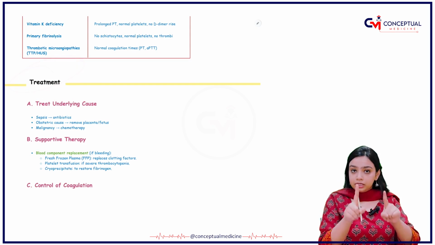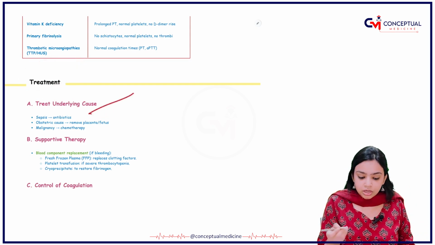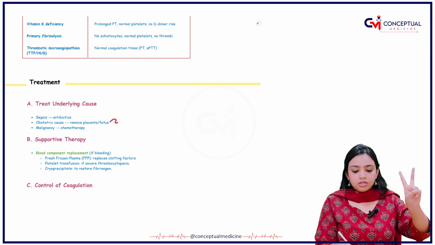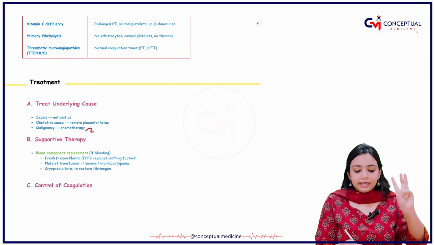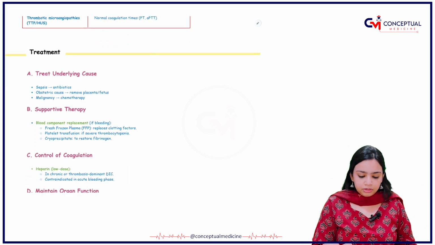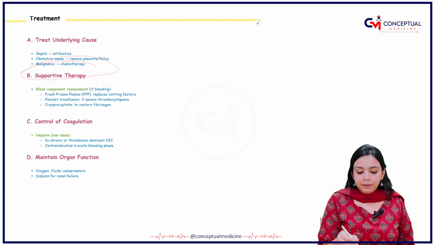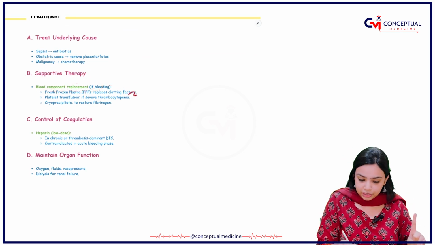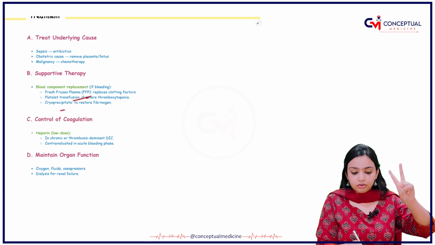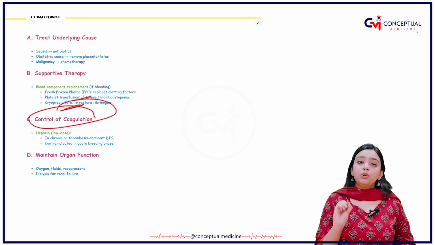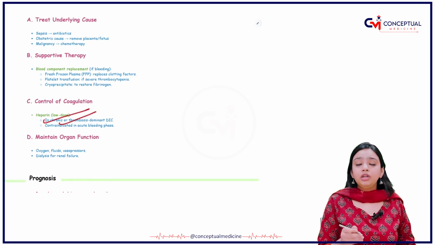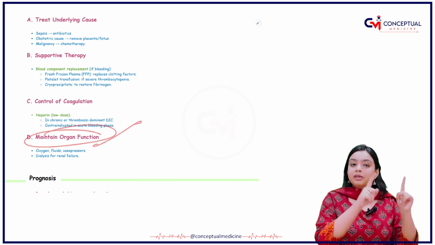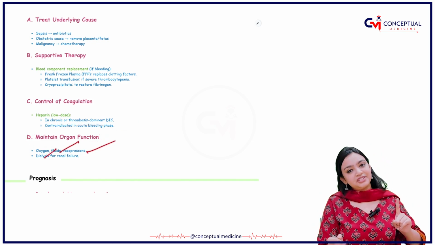What is the treatment? First thing first, you need to treat the underlying cause. If there is sepsis, you have to give the person antibiotics. For the obstetric cause, remove the placenta and the fetus. For malignancy, you have to start the patient on chemotherapy. Next is supportive therapy. Blood component replacement: if there is bleeding, give fresh frozen plasma, then platelet transfusion, then cryoprecipitate. To control the coagulation, give low dose heparin. To maintain the organ function, give oxygen, fluids and vasopressors.